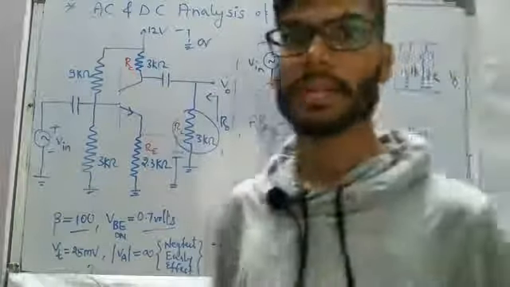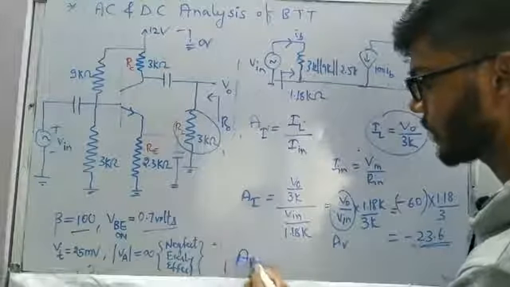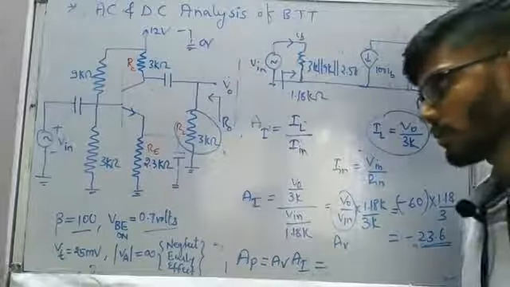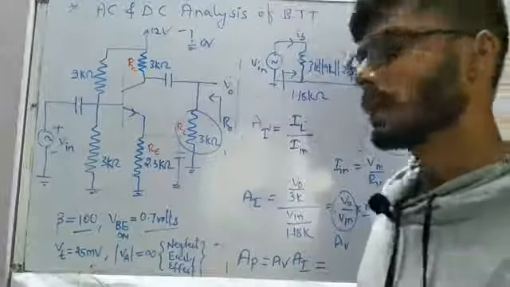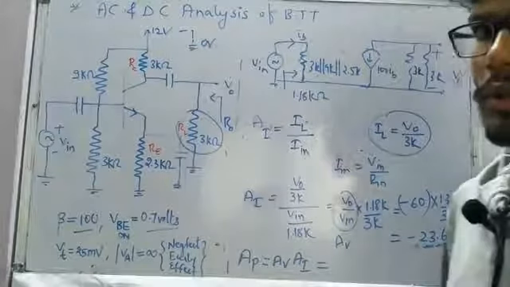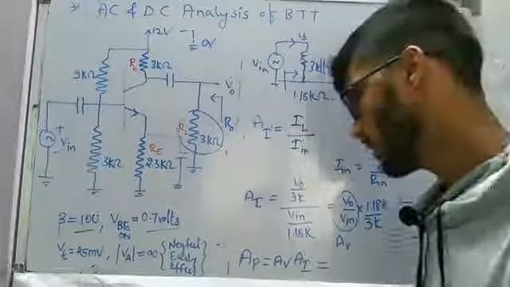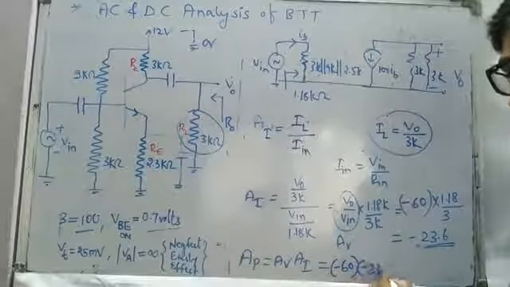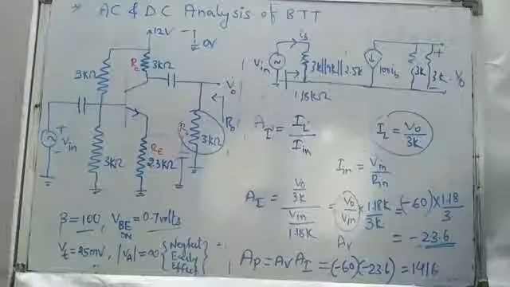So previously we have calculated the voltage gain, and now we have the current gain as well. And also I have talked about AP, the power gain, which is going to be the multiplication of voltage gain into current gain. So always keep in mind, voltage gain is V out by V in, current gain is IL by I in, load current divided by input current. But don't mistake that power gain is power out divided by power in. It is just simply the multiplication of voltage gain and current gain. So if we multiply AV with AI, this is going to give minus 60 into minus 23.6, so it will come out as 1416.